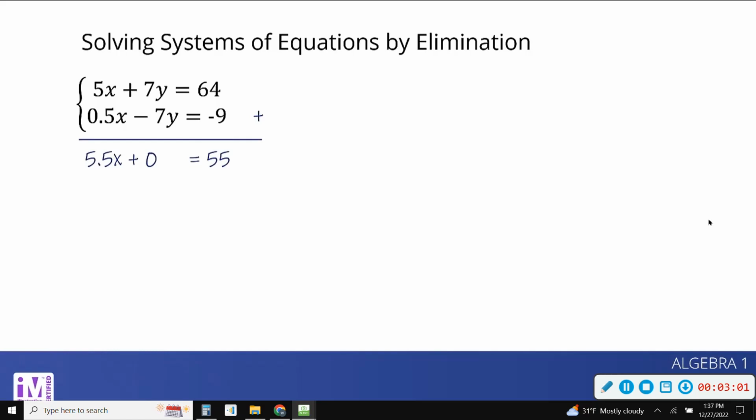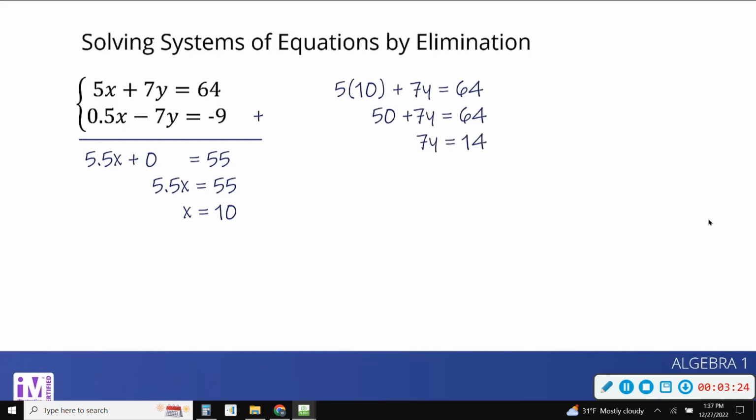If we add the second equation to the first, the 7y and negative 7y add up to 0, which eliminates the y variable, allowing us to solve for x. Now that we know x, we can substitute 10 for x in either of the equations and find y. The solution to the system is x equals 10 and y equals 2.